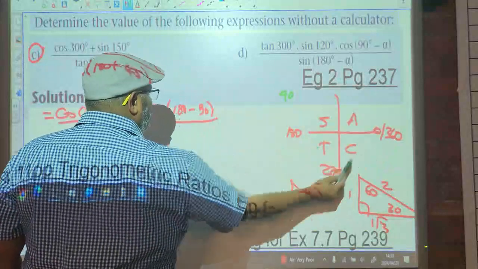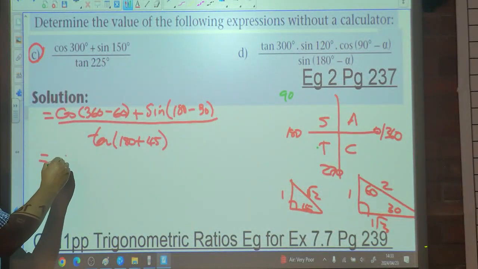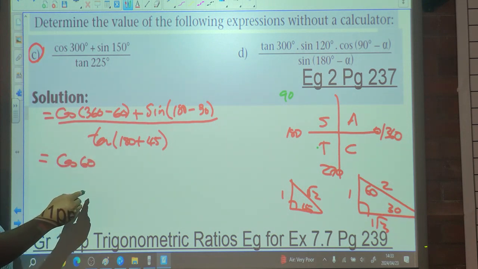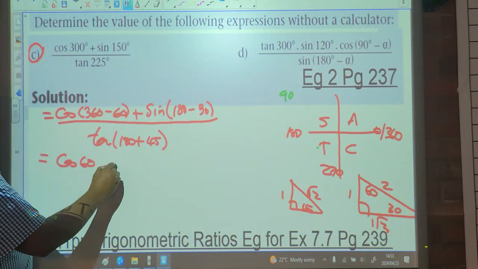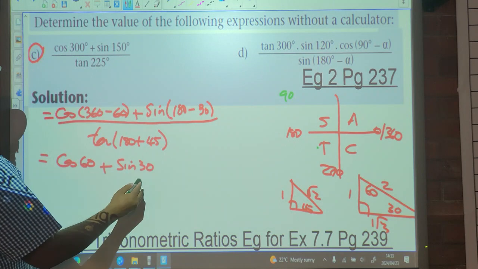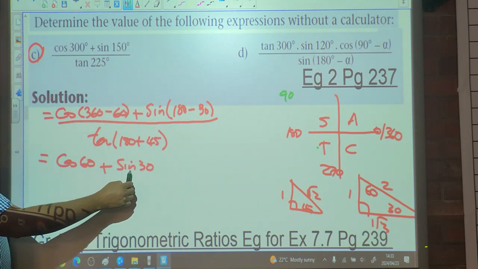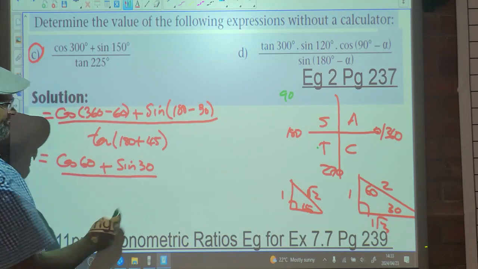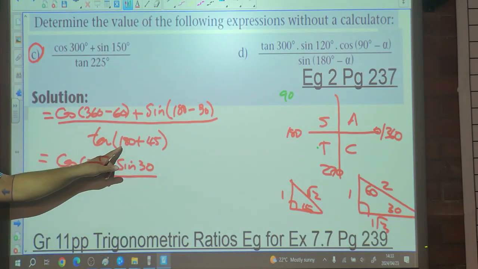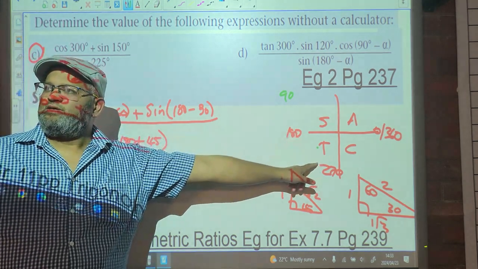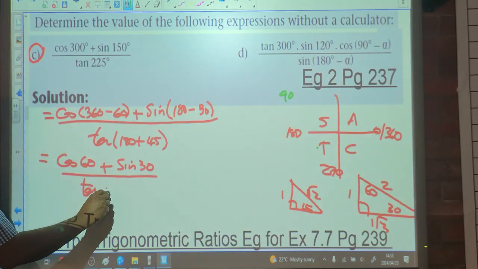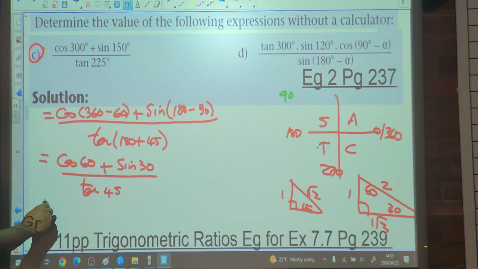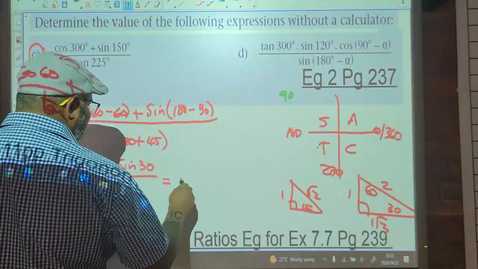360 minus, fourth quadrant, is cos positive or negative? Positive. Cos 60. 180 minus, which quadrant is this in? Second quadrant. Is sine positive or negative? Positive. Sine 30. Why didn't I change this to cos? It's not 90 or 270. Okay. 180 plus is in which quadrant? 3. Is tan positive or negative? Positive. Tan 45. Then put it next to it.